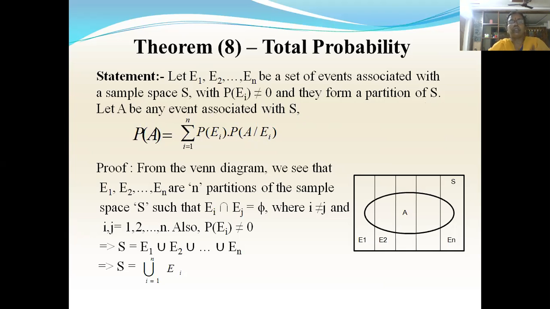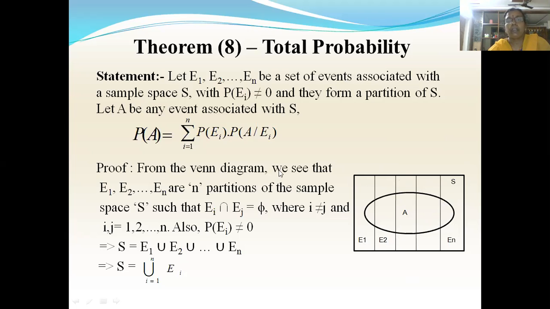Now how to prove this? This P of A is known as total probability here. Now how to prove this theorem? For this we'll consider this Venn diagram. Here it is given in the statement that E1, E2 up to En are a set of events associated with a sample space with P of E_i not equal to 0, and they form a partition of S. That means they are mutually disjoint events, and these events divide the whole sample space into different partitions. So each partition will be considered as one event. And A is contained in this sample space S.